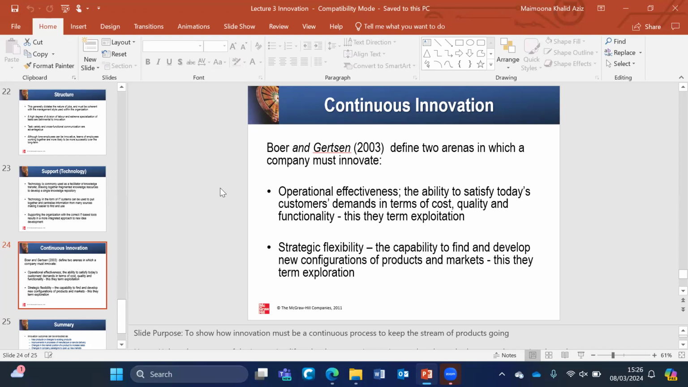So, you should have operational effectiveness. That means all your day-to-day operations should work well in terms of the cost, the quality, the functionality, and you should have strategic flexibility. That means you should be able to bring changes, adapt things, and you need to be able to explore things in order for you to have a lookout at what innovations are in the market so you can implement them in your own business.